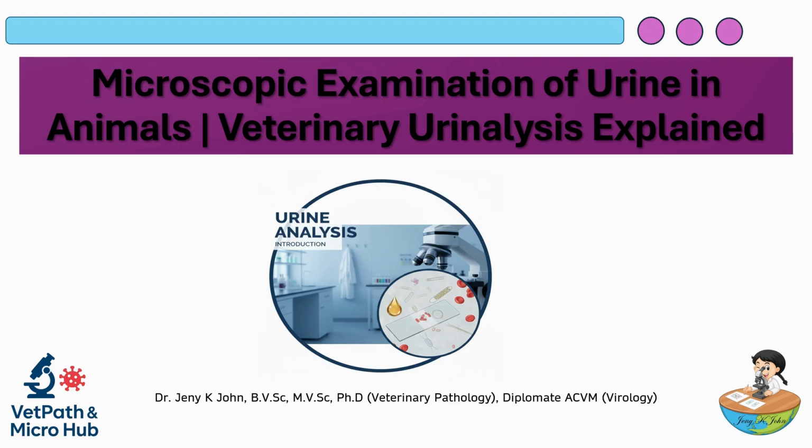Welcome to the microscopic world of urine. At first glance, urine may seem simple, but under the microscope, it tells a fascinating story about an animal's health. Here we can spot red blood cells hinting at trauma or bleeding, white blood cells signaling infections or inflammation, and epithelial cells which can reveal changes in the urinary tract lining.